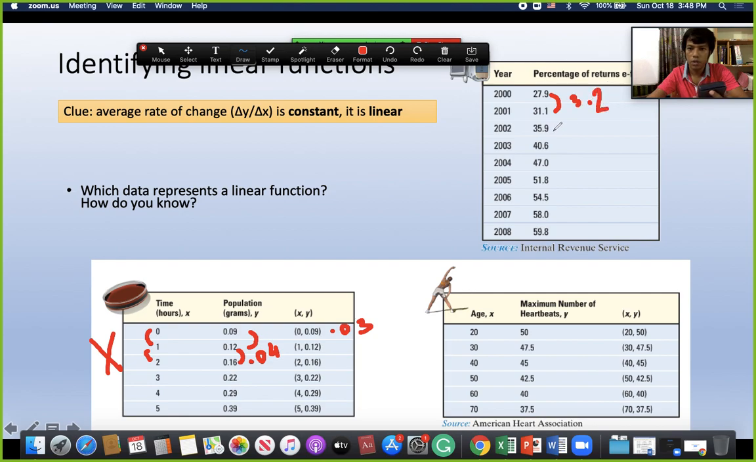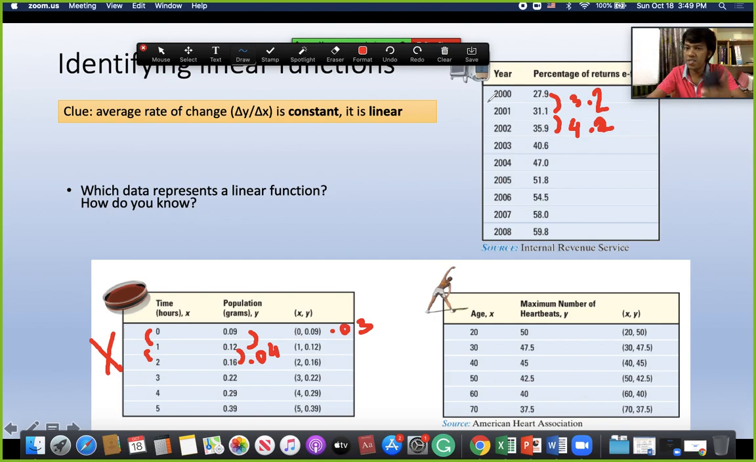Okay, now 35.9 minus 31.1. This is 4.2. I think already you can see that this is not the same.